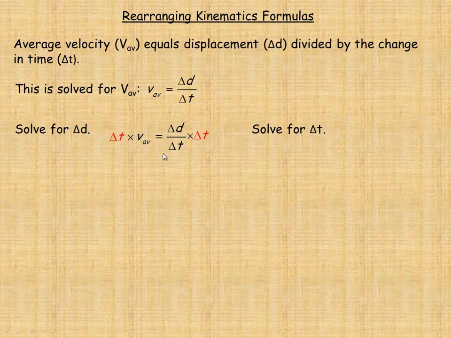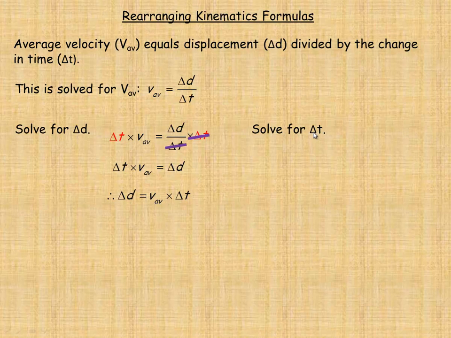And the reason for doing that is so that these delta T's will divide out on the right side, and then the delta D, the displacement, will be isolated. So delta D is the change in time multiplied by the average velocity. Now, just as a convention, it's normal to rewrite this then as delta D, because that's what we solve for. We normally write that on the left, is the change in time multiplied by the average velocity. Now you can write the delta T first if you want. Just a convention, normally the average velocity is written first.